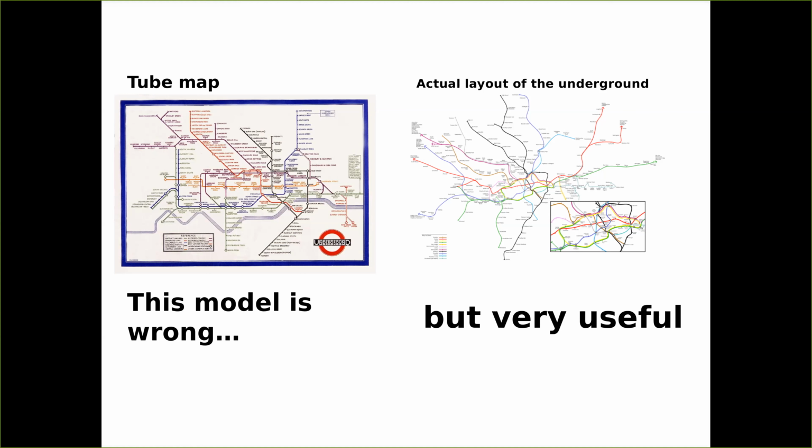I would also argue, by the way, that the tube map itself is quite complicated if you've never used it before, but it is much simpler than trying to understand that mess on the right, which is a more realistic representation of what the real world looks like.